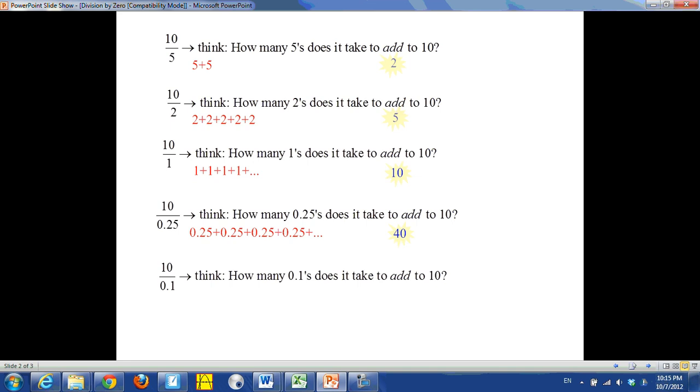Now we're looking at 0.1, or as a fraction, 1/10. How many 0.1s? Or you could think about it this way. How many dimes are there in $10? Well, there are 10 dimes in $1. So if there are 10 dimes in $1, there are 100 dimes in $10.